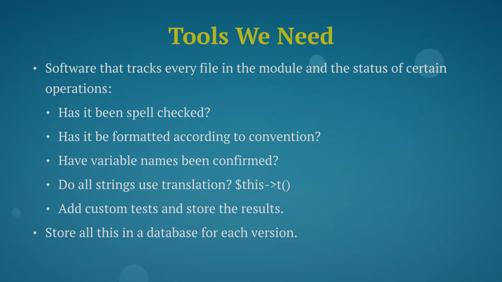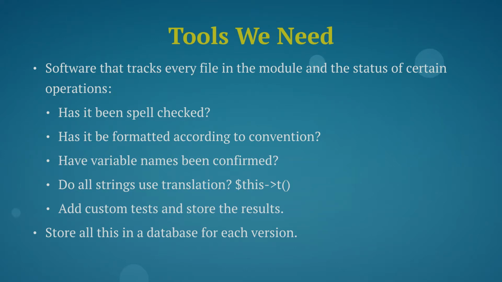But what I noticed right away is that we actually do need some better tools. Tools can make a huge difference to make your life faster. One of the tools is software that tracks every file in the module and the status of certain operations. Has it been spell checked? Has it been formatted correctly? Are the variable names correct? Do all the strings use translation? Where are the custom tests and what's the coverage? All of that, in my view, should be stored in the database. And then I'd like to know what the values of all that are for each of the releases.